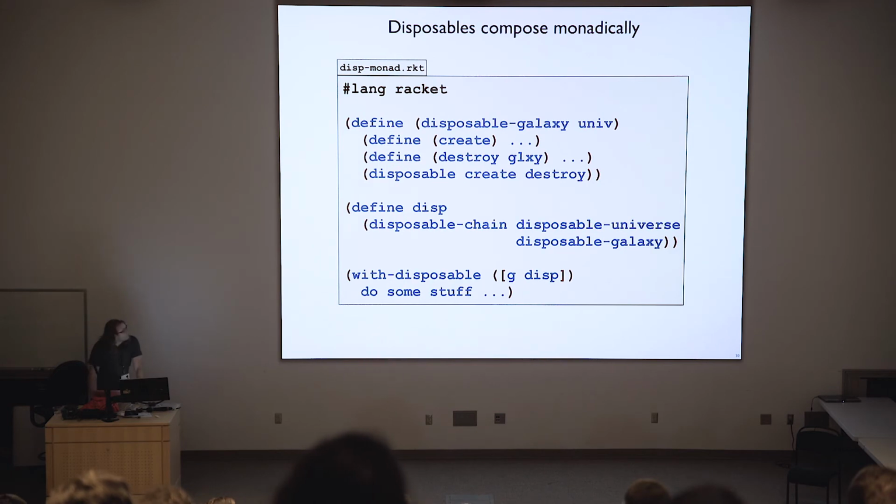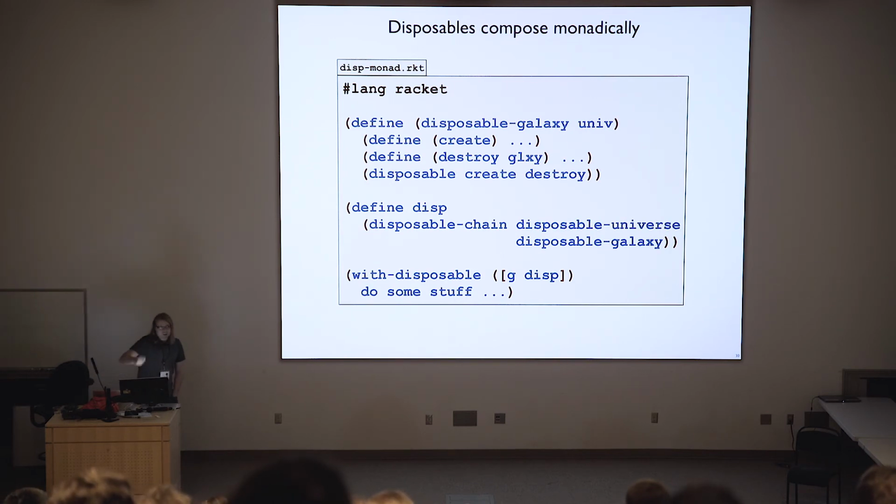We can also compose disposables, and they compose as monads. So if you happen to have a way to make a disposable galaxy in a universe, and you have a disposable universe, you can chain them together, and now you just have a way to automatically make a disposable galaxy in its own isolated universe. Voila. Just monoids in the category of endofunctors.